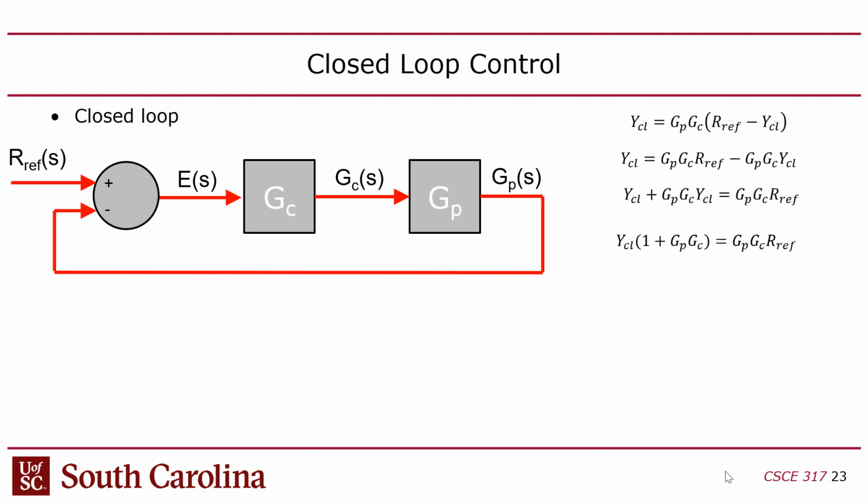And then we can get YCL is GP times GC RF divided by 1 over GP times GC. So this gives us the transfer function expressed as the closed loop transfer function.